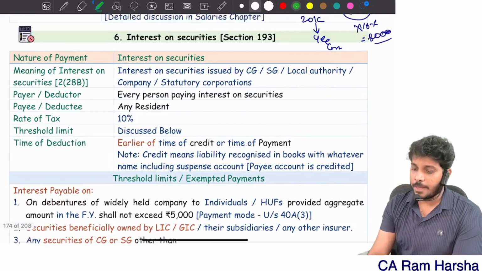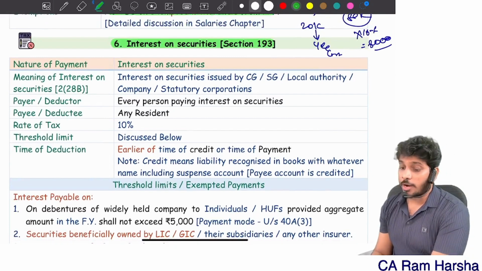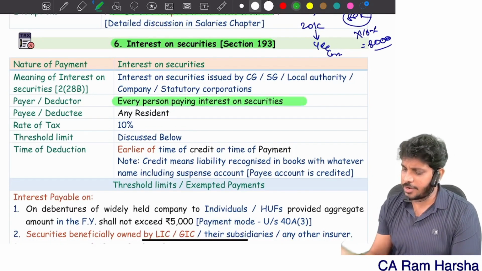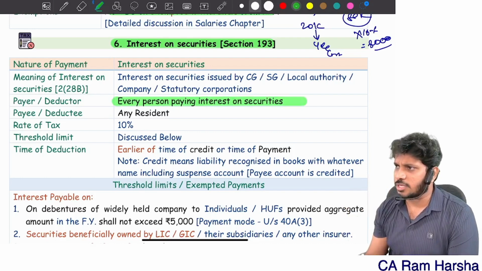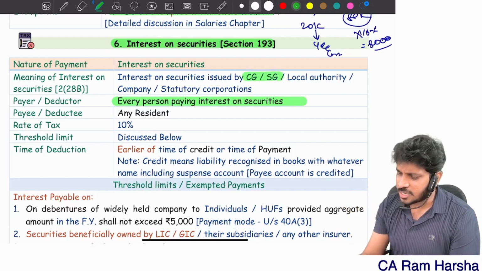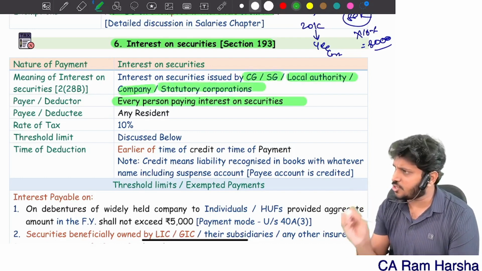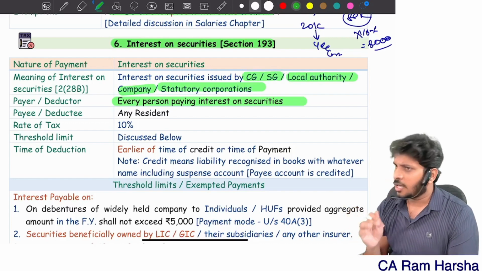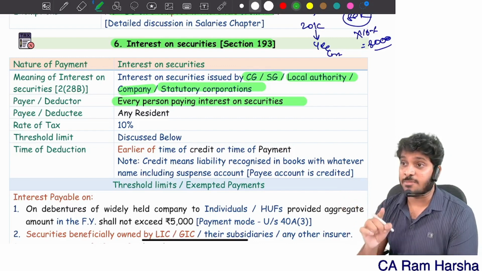Next, interest on securities. Who is paying? Every person who is paying interest on securities. Who will issue these securities? Either government, local authority, company, or statutory corporation. Anybody can issue. They are paying interest on securities, and they need to deduct TDS at the time of paying the interest.